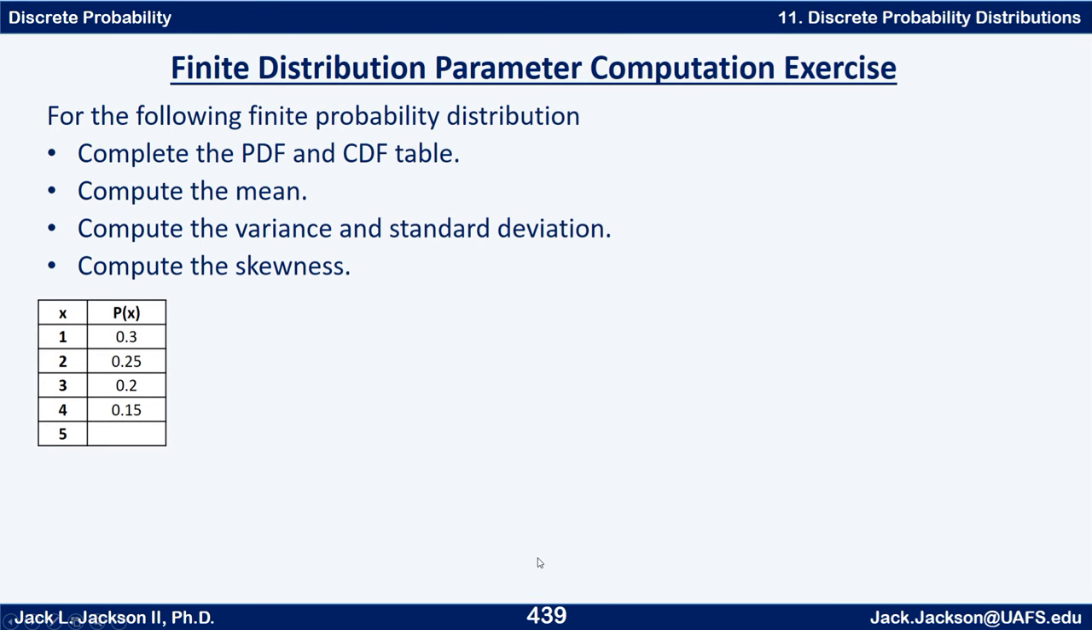Okay, so you try this on your calculator. Here's another finite distribution. It's missing one cell, so you need to fill that out first. They're already in increasing order. So go ahead and compute the mean, variance, standard deviation, and skewness for this one.